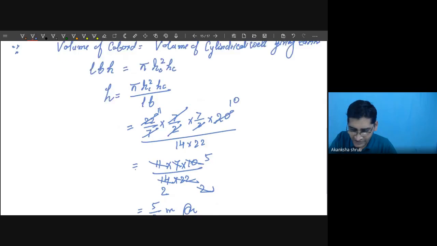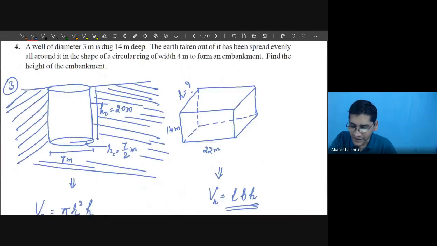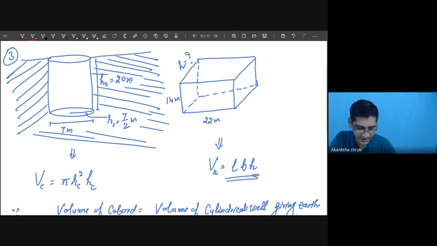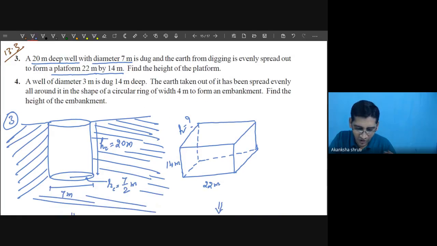Yes, student, written? Or any doubt, then please ask. Student, this transformation concept is very important, and every year a question is asked, irrespective of any gap, either in the form of this well or the flowing water or recasting. These are the only three concepts, and one of these concepts is always asked. The question number 4: a well of diameter 3 meter is dug 4 meter deep.